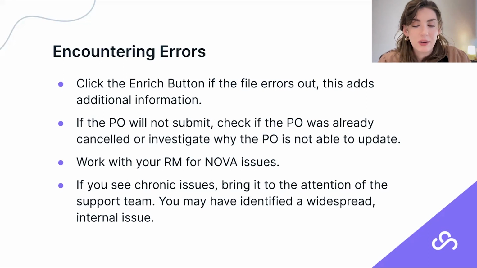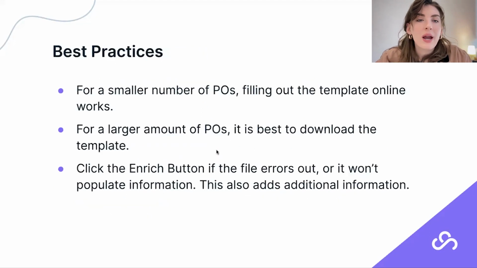There is an option to pull in the support team within Nova, and they'll usually let you know if you've identified a widespread internal issue. But Walmart Supplier Support Group on Facebook is another great option for seeing if you're not alone in an issue on Nova.